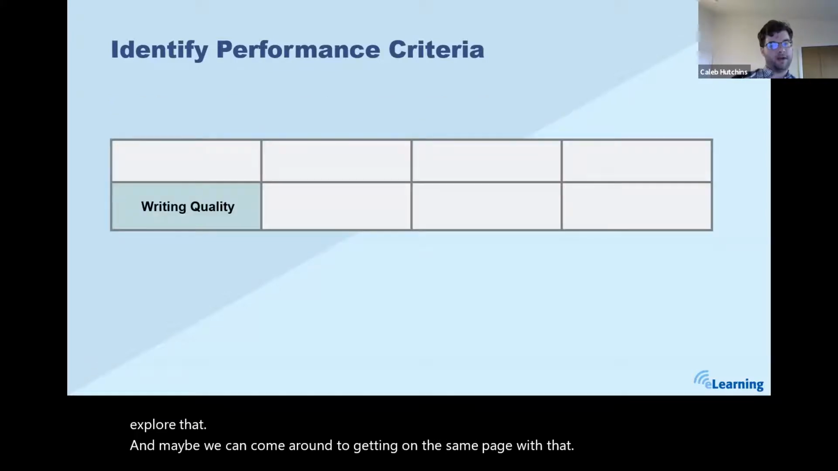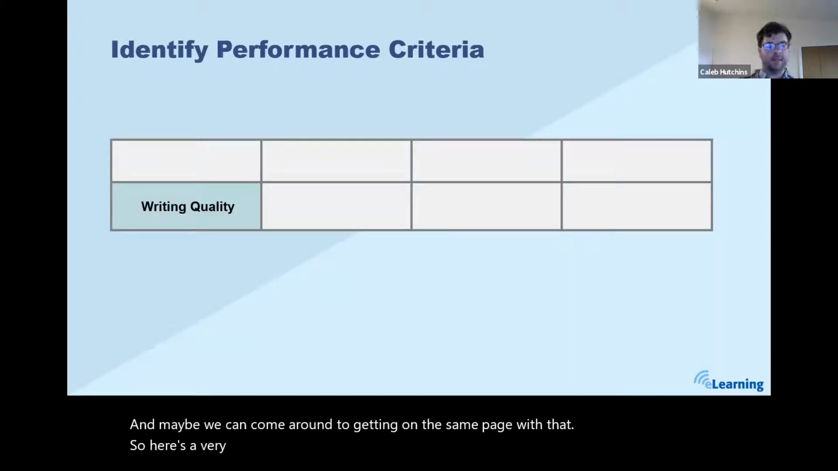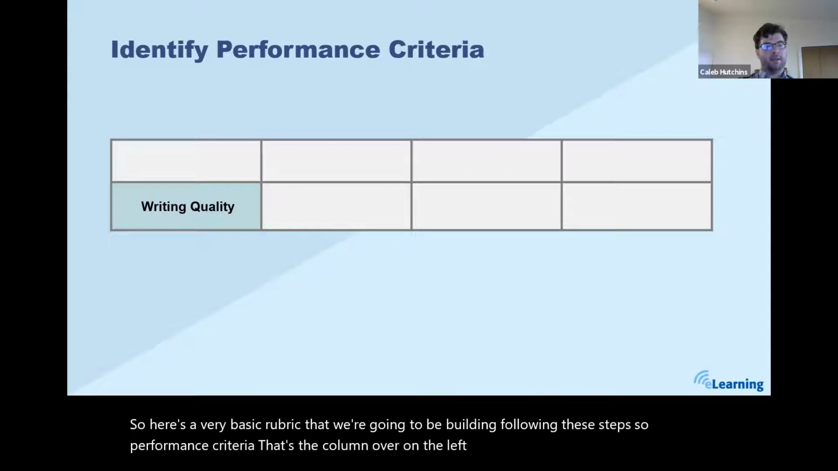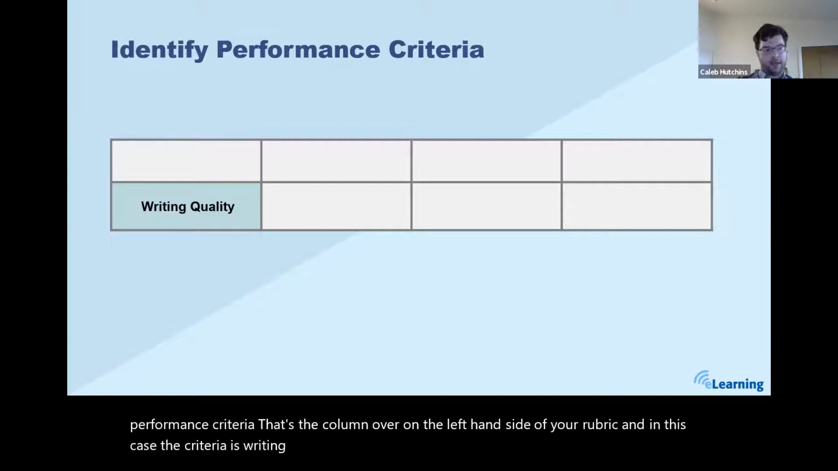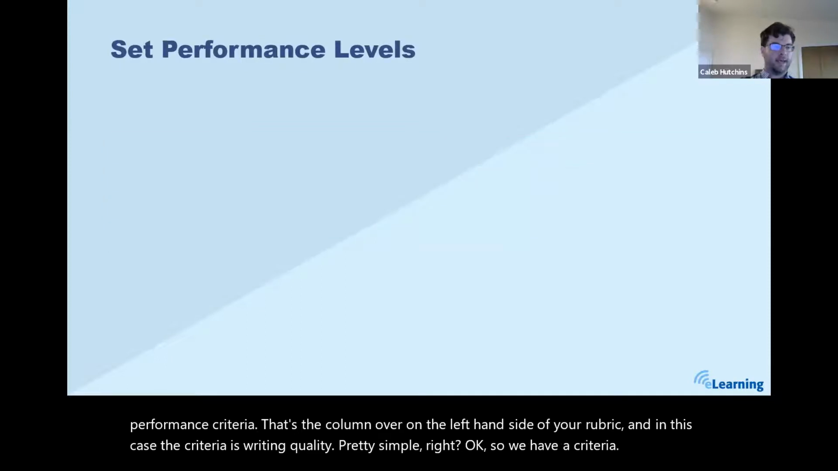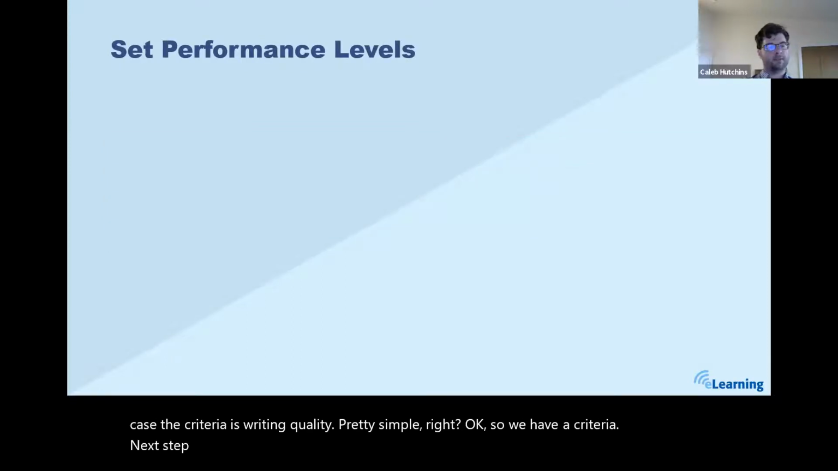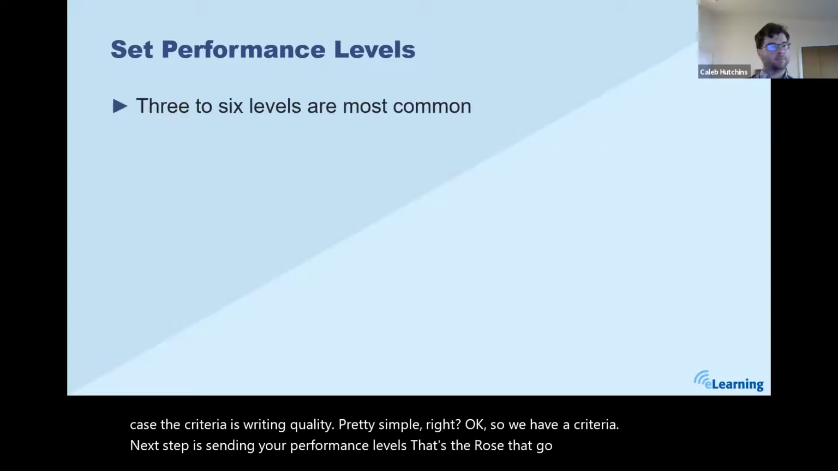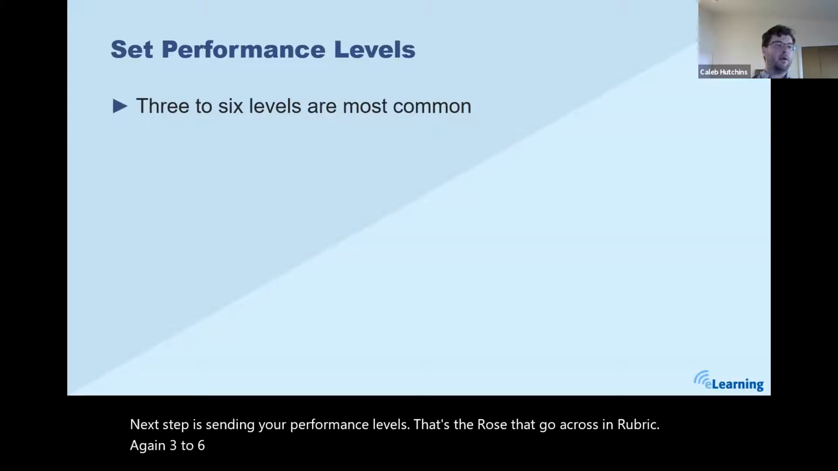So here's a very basic rubric that we're going to be building following these steps. So performance criteria, that's the column over on the left-hand side of your rubric. And in this case, the criteria is writing quality. Pretty simple, right? Okay, so we have a criteria. Next step is setting your performance levels. That's the rows that go across in your rubric. And again, 3 to 6 levels are most common.